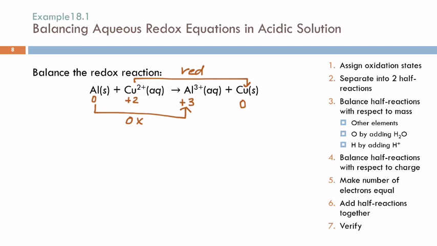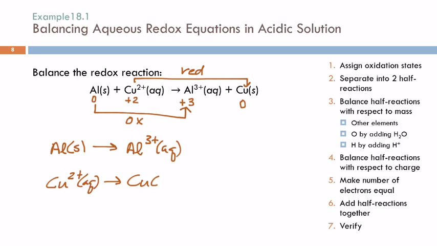Okay, so I'm going to write those separately. Your book always writes one on top and one on the bottom, I forget which. It doesn't really matter. I'm just going to go with aluminum for the top one. So I'm going to have aluminum solid going to aluminum 3+ aqueous. So that's one of them. And then the other one is copper 2+ going to copper solid.